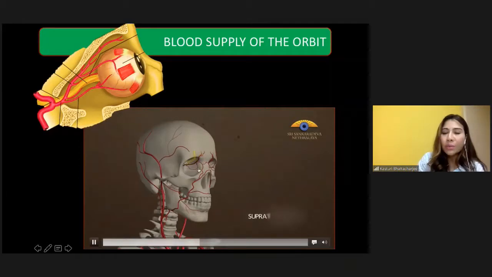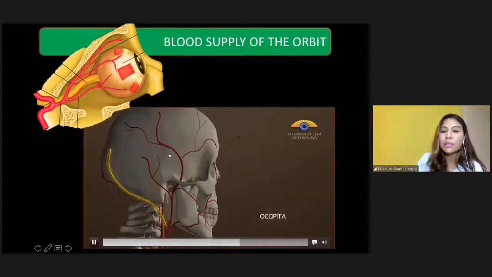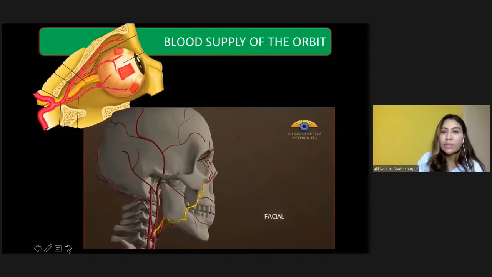So the important branches of the internal carotid artery that we see here are the supratrochlear, the supraorbital, the lacrimal, the superior palpebral, inferior palpebral, and the dorsonasal. Equally, we also have the branches of the external carotid, basically the facial, which supplies the different muscles of the face. So one should have a very clear understanding, because sometimes we need to augment.